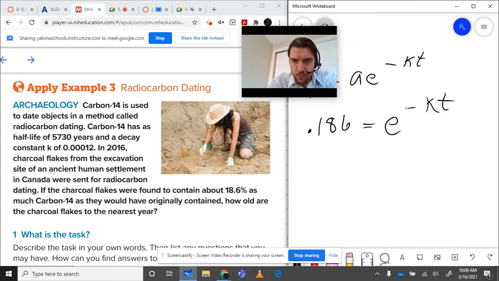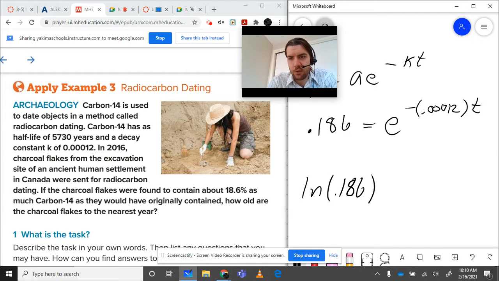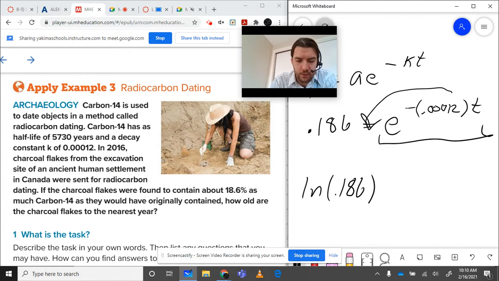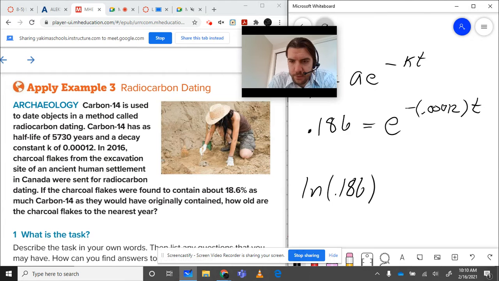And at this stage, what do we know? We know the k, and we're searching for the t. So k was 0.00012, and we are looking for that t. So ln of 0.186. I'm going to jump forward a few steps. When I take the ln of the right side, this part goes to the front, and then the ln of e disappears because that just equals 1. You've seen that a few times, so hopefully not too much of a problem to just jump ahead.